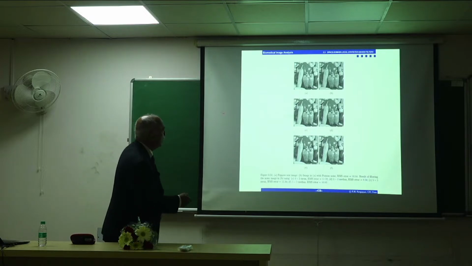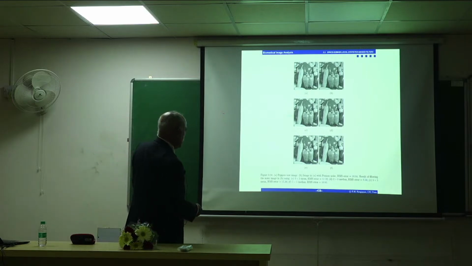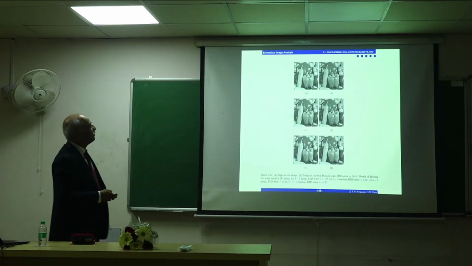This is Poisson noise, mean, median. Mean may be better here. 11.12. 3x3 mean, RMS is 11.22. Median is 8.56, but to me this looks better. It depends on your perception.